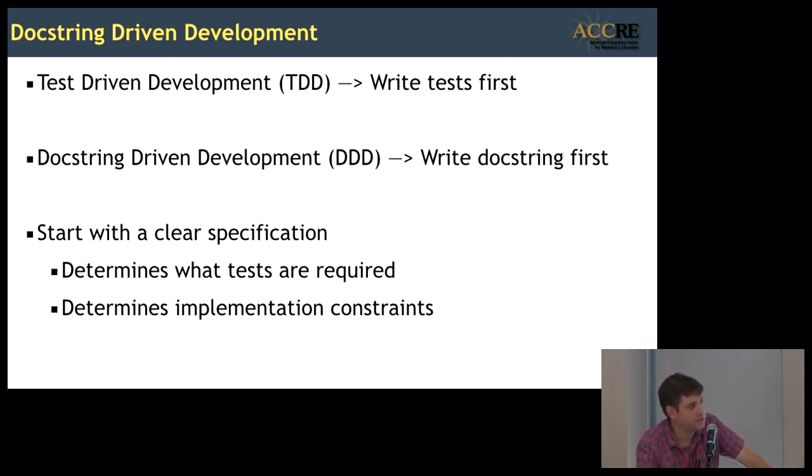Another thing I think is useful is what I'm calling docstring-driven development. One perhaps unfair and small summary of test-driven development is you can describe it as writing tests first. So docstring-driven development is writing docstrings first. Start each function or method with a clear specification. Make that contract for a behavior, and that automatically determines really what tests you want to write once you know all the properties of the function, and it determines the implementation constraints.